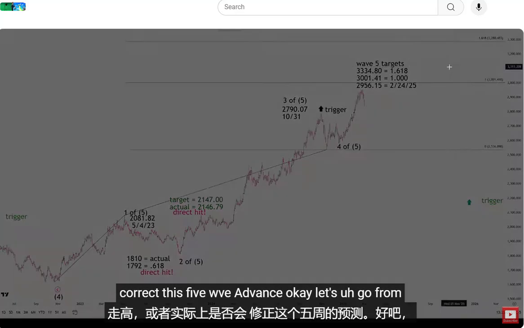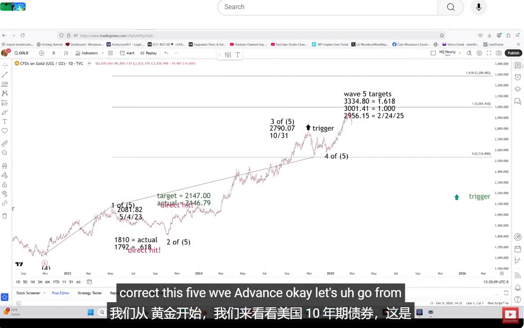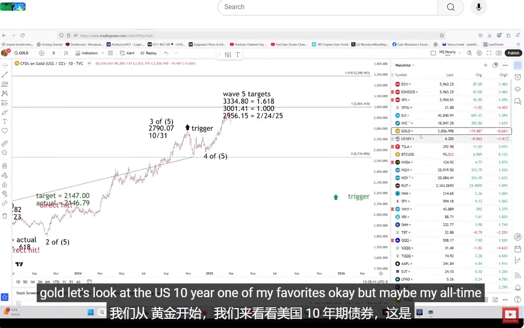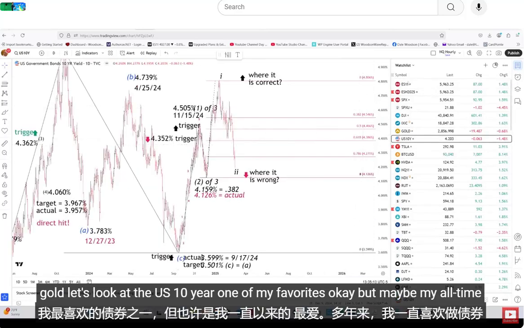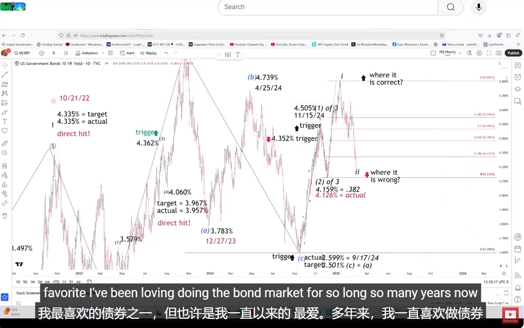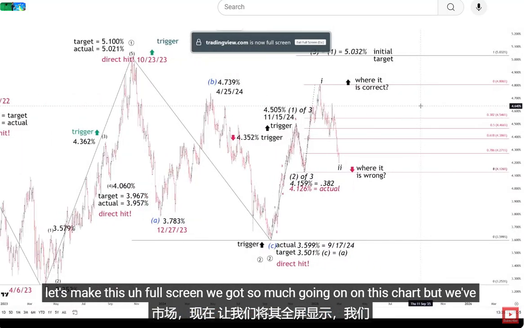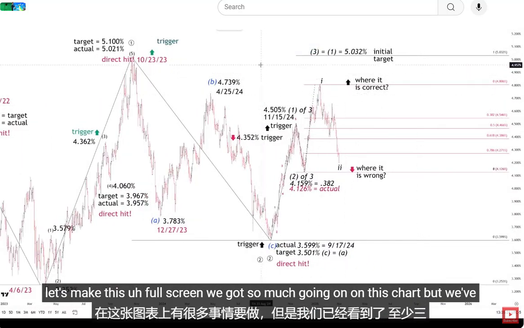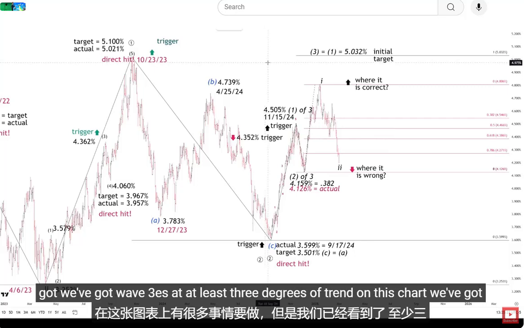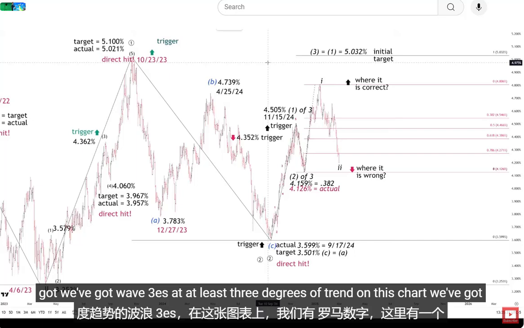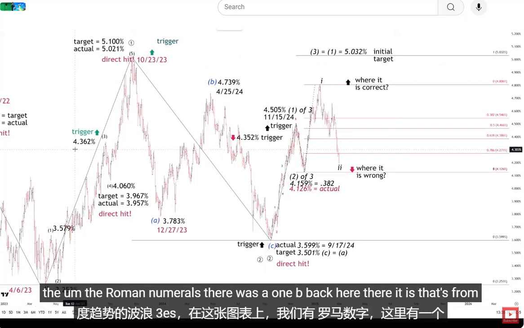Okay, let's go from gold. Let's look at the U.S. 10-year, one of my favorites, maybe my all-time favorite. I've been loving doing the bond market for so many years now. Let's make this full screen. We've got so much going on this chart. We've got wave threes at least 3 degrees of trend on this chart. We've got the Roman numerals.